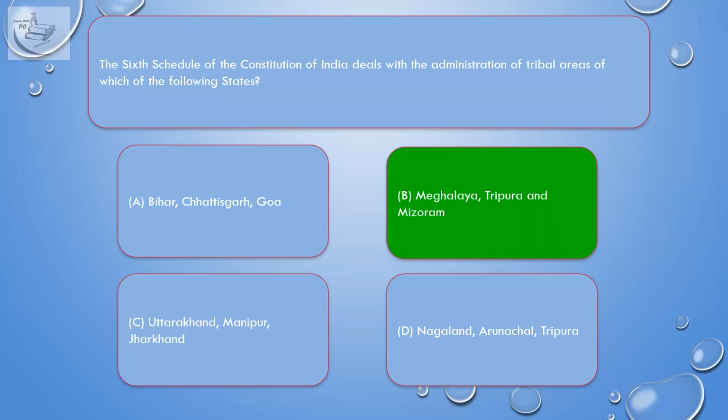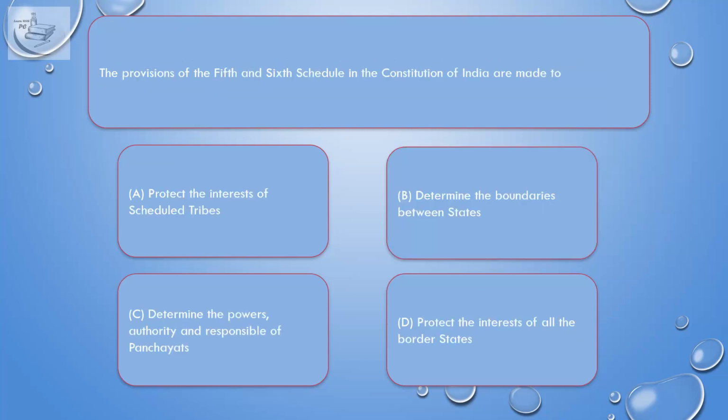Correct answer is B. Meghalaya, Tripura and Mizoram. Question: the provisions of the 5th and 6th schedule in the Constitution of India are made to A. Protect the interests of scheduled tribes. B. Determine the boundaries between states. C. Determine the powers, authority and responsibilities of panchayats. D. Protect the interests of all the border states.